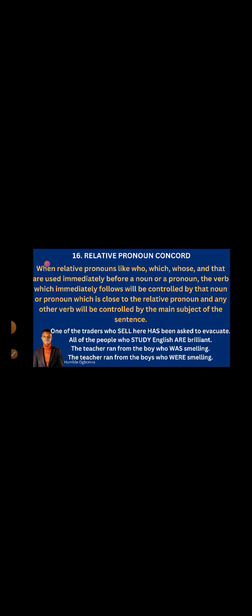So from the first sentence, before who, we have traders. Traders controls sell. One controls the next verb at the front, which is has. All of the people who study English are brilliant. Before who, we have people. People controls study. All controls are brilliant. The teacher ran from the boy who was smelling. Boy is before who. The boy controls was. The teacher ran from the boys who were smelling. Boys is before who. So boys controls were. This is relative pronoun concord with pronouns like who, which, whose, and that.